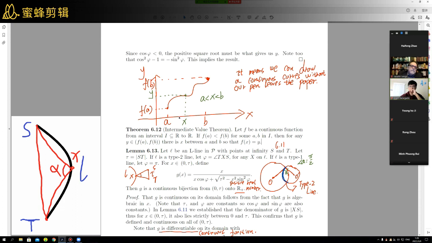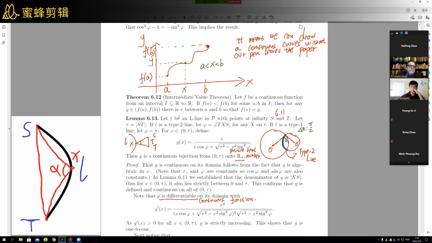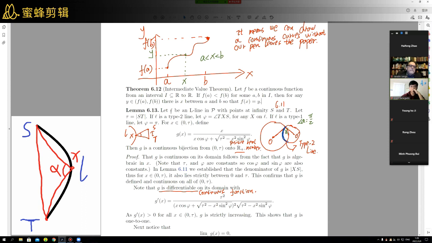From Lemma 6.16, let L be an L line in the hyperbolic plane with the points at infinity s and t, which we mentioned in 6.11, and let torque equal st, which is also familiar from the previous one. If L is a type 2 line, let phi equal the angle TXS. And if L is a type 1 line, then phi equals pi, as we mentioned in 6.11.